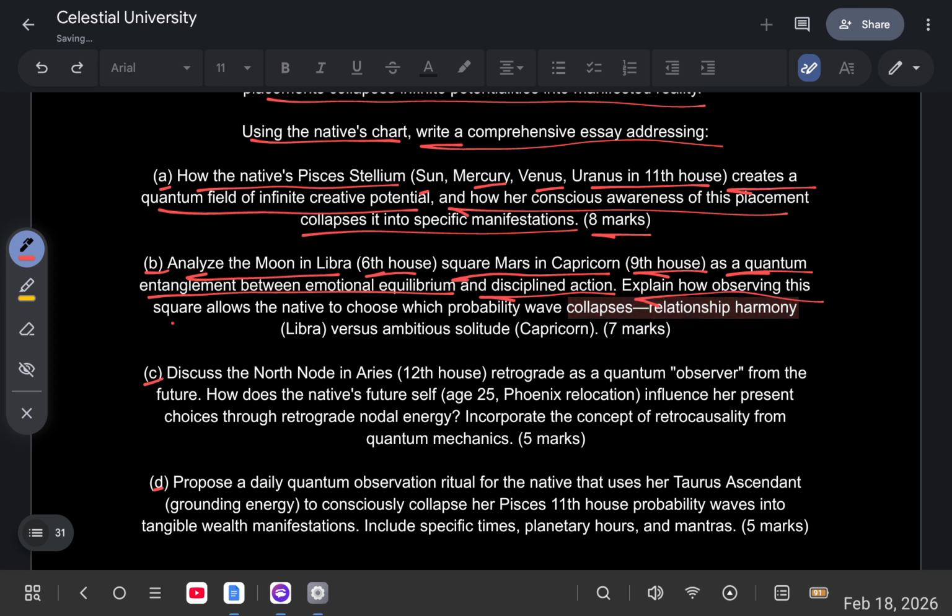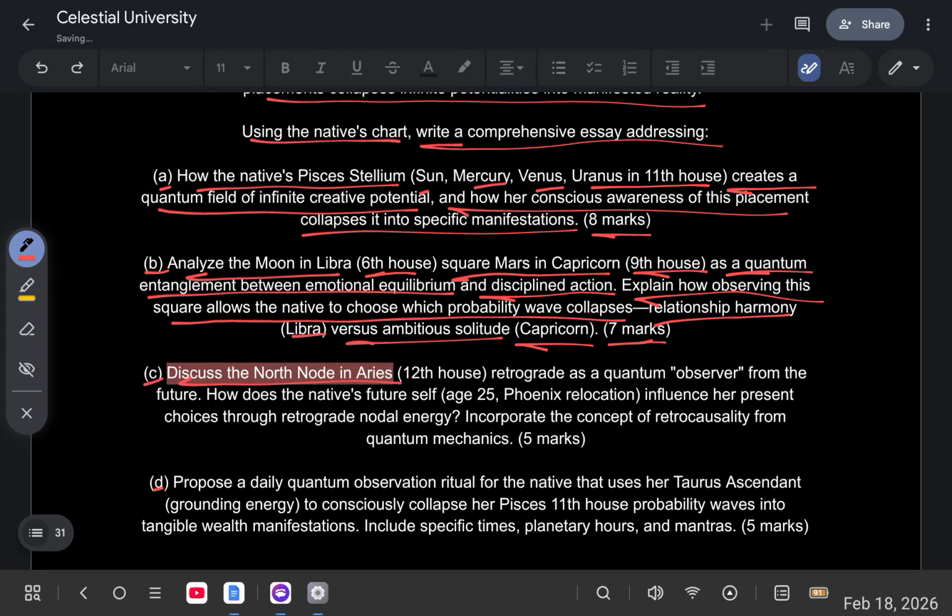Explain how observing the square allows the native to choose which probability wave collapses: relationship harmony, which is Libra, versus ambitious solitude, which is Capricorn. And that's 7 marks.